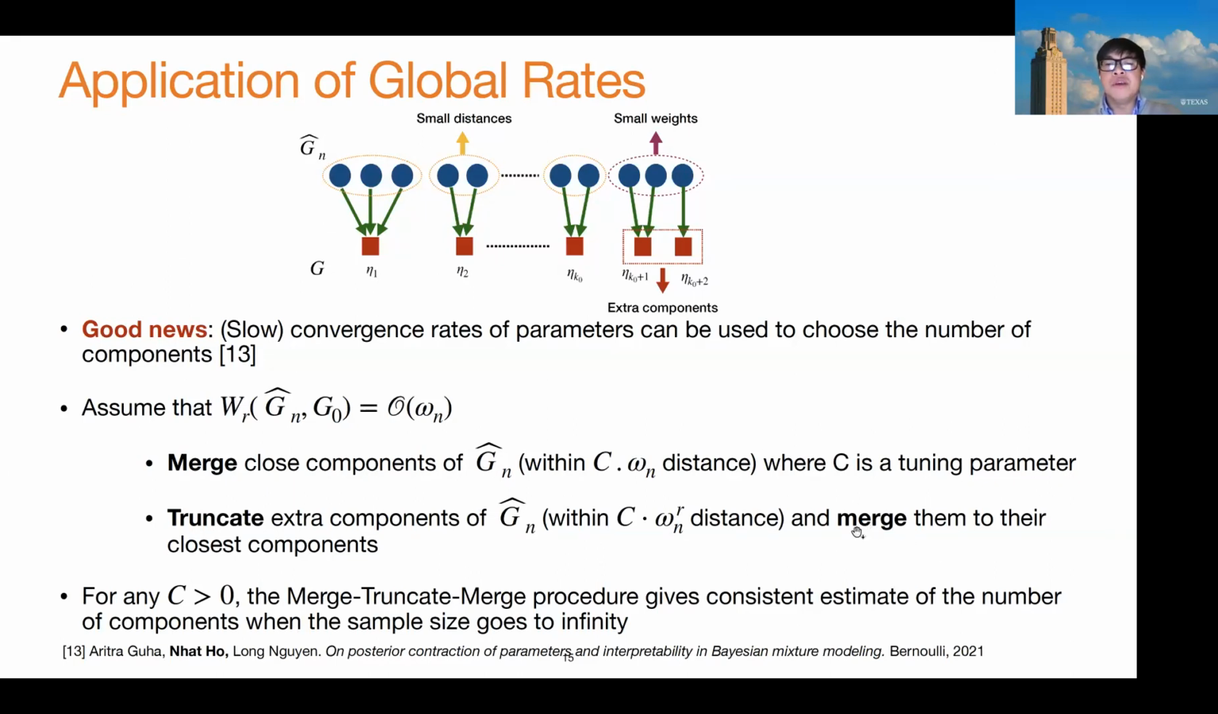And we demonstrate that when the sample size is sufficiently large, the merge-truncate-merge procedure based on the rate of the mixture components and mixing weights is going to give us a consistent estimate of the true number of components. So that's a very nice result, because even if we have a slow rate, we can still perform post-processing with the estimator to guarantee good model selection, right?